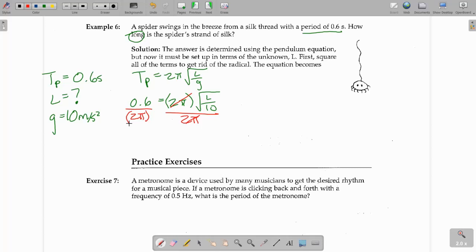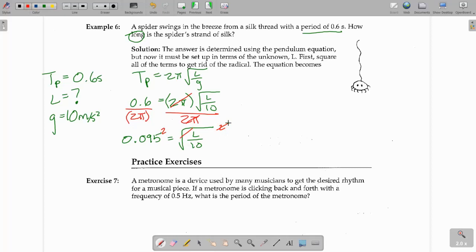When you do 0.6 divided by 2 pi, you're going to get 0.095. And then I'm just leaving that number in my calculator. I'm not going to round it. And then that's equal to the square root of length over 10. Well, now we have to deal with the square root. So the way to get rid of that is we're going to square both sides. Okay, it's going to cancel out the square root here.